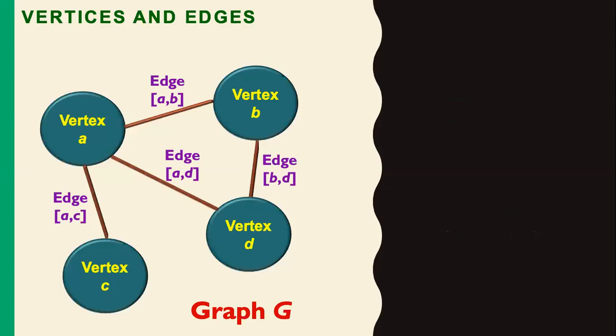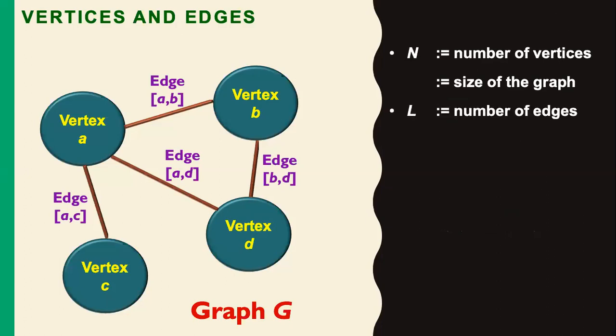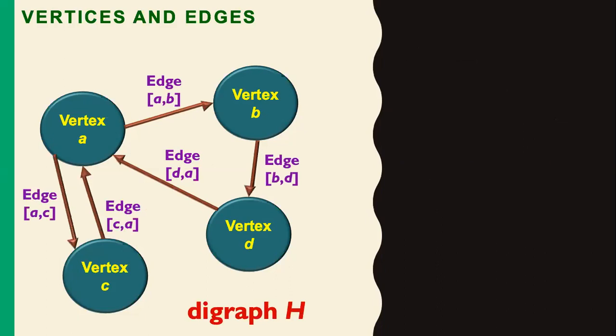Okay, so let us go back to the previous example, the graph G, and we are going to define different terminologies. Let us name the number of vertices as n, and we can also name this n as the size of the graph. When we say size, it means the number of vertices, and L will be the number of edges. For example, in our graph G, there are 4 vertices. So this means that the size of the graph is 4, and L, the number of edges, is 4.